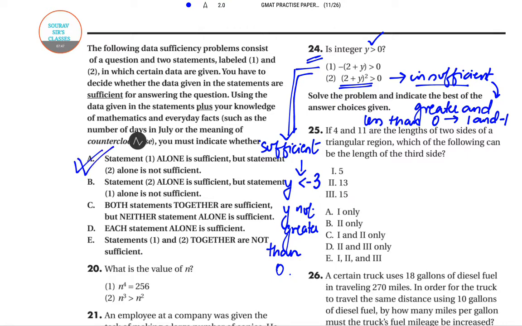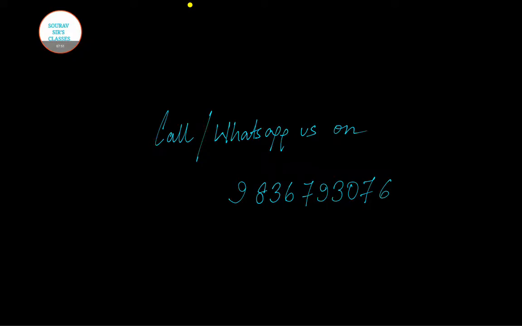So with this we wind up today's tutorial. I hope this short tutorial on GMAT, where we have focused on the quantitative segment of this particular paper, was helpful.